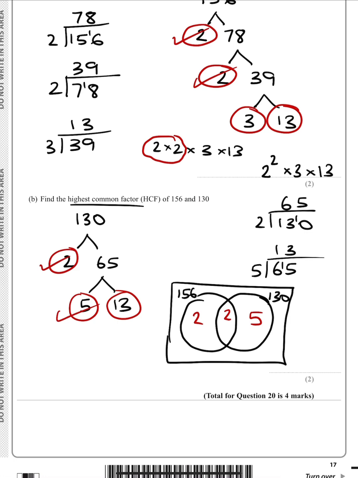Now I've got a factor of 3. That is a factor of 156. That is not a factor of 130. So I'm going to put the 3 in the 156 set. And finally, I've got a factor of 13 that does appear in both lists. So I'm going to place that right in the intersection in the middle. So now to find the highest common factor, what I need to do is multiply the numbers in my intersection set, which are 2 and 13. 2 times 13 is 26. So that means that the highest common factor of 156 and 130 is 26.